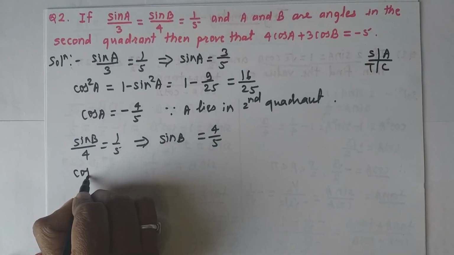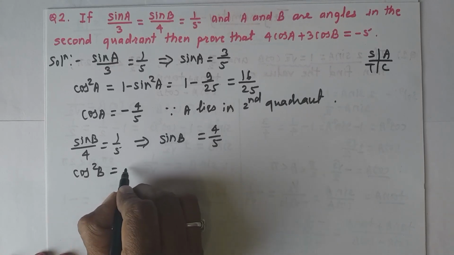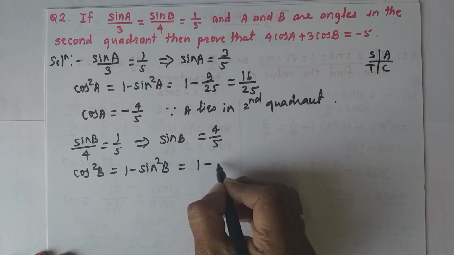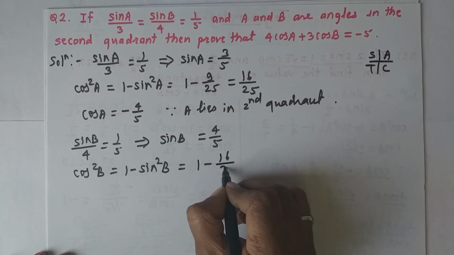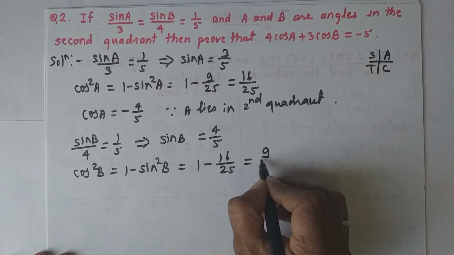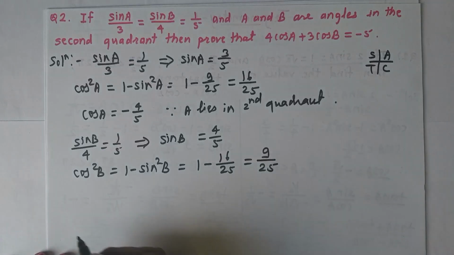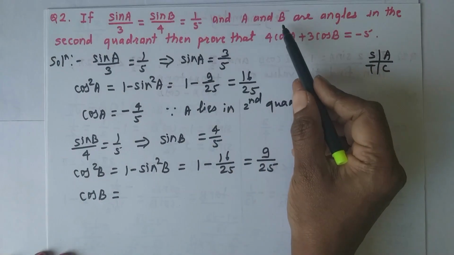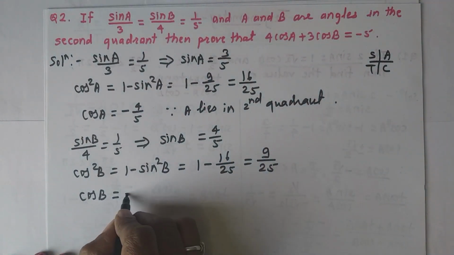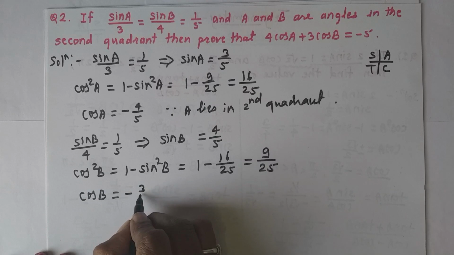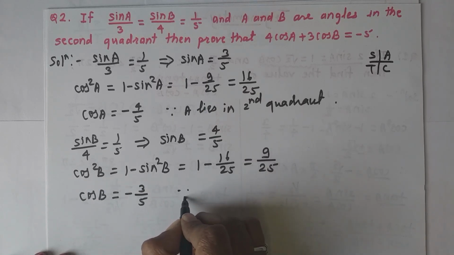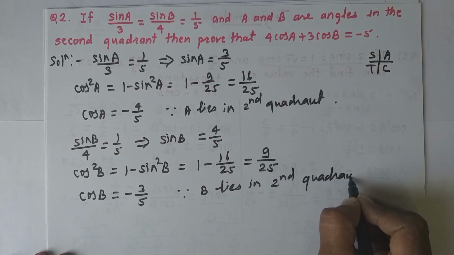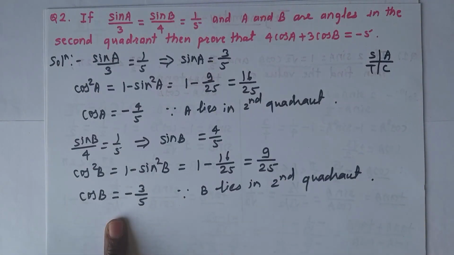Now what will be cos square B? Cos square B will be 1 minus sin square B. Now keep the value of sin B, its square, that is 16 divided by 25. After simplification, this will be 9 divided by 25. Again take the square root, and again B lies in the second quadrant. Therefore, the value of cos will be negative, that is minus 3 by 5. And write down a reason, since B lies in the second quadrant. Therefore, we are taking the negative value.